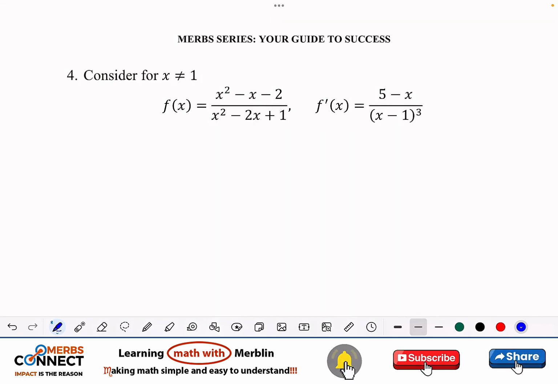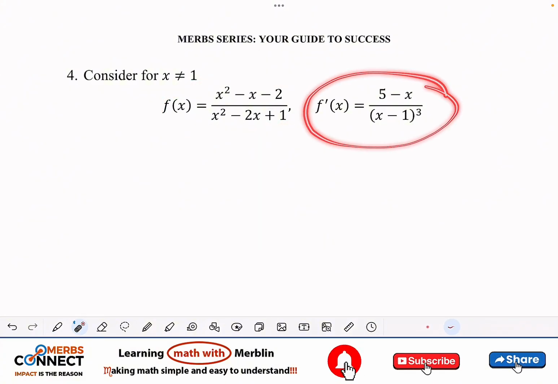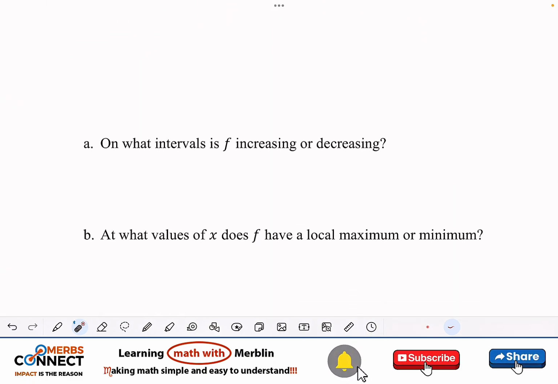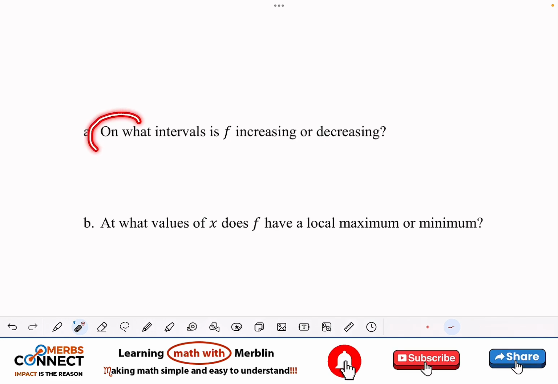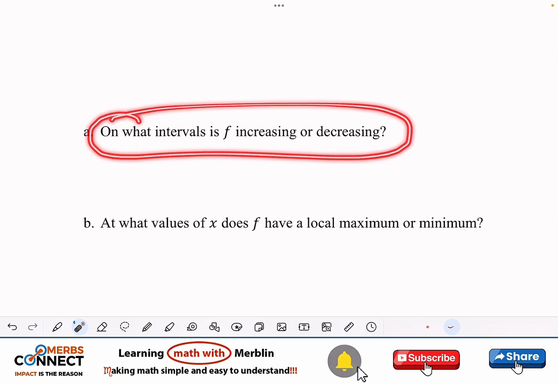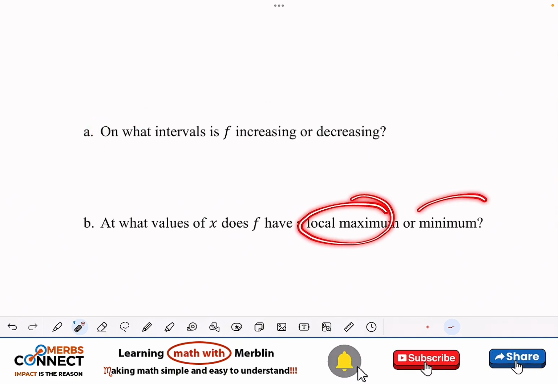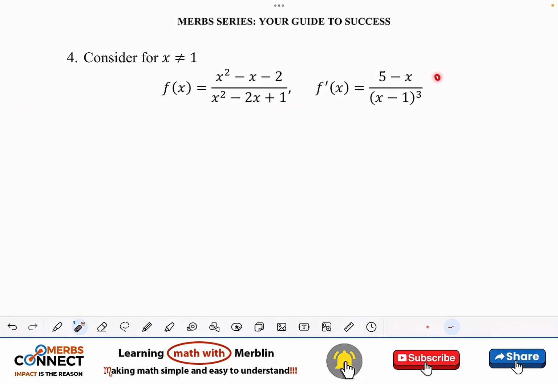Now let's look at question 4. So for question 4, they've given us f of x, and they've given us f prime of x already. So I think it's very simple for us. What we want to look for is where the function is increasing, and the local maximum and minimum. Since they've given us f prime, we need to figure out the critical values.